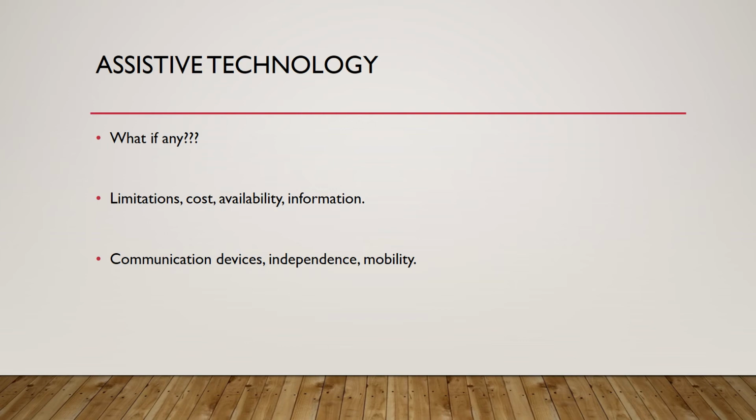This assistive technology can be, like I said, communication devices. It can be devices that help them be independent, make them be mobile around the classroom, around their household. We need to think about all these things before we implement that assistive technology. We also need to figure out what limitations we can overcome to get them what they need.